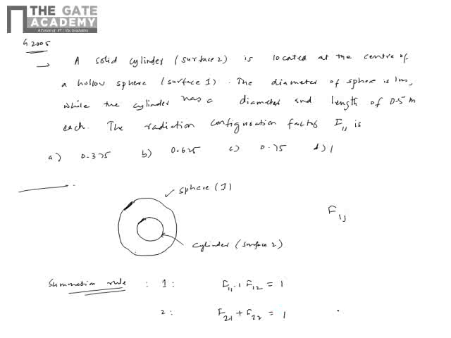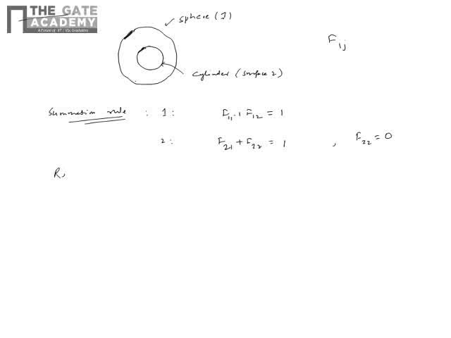is equal to 1. Now one more thing is that because it's a convex surface, F22 for the cylinder is 0, whatever leaves the cylinder will not strike it back because it just moves radially outwards. So this is 0. Okay, and then you have the reciprocity rule, which relates the mutual shape factors. So A1 F12 is A2 F21. This is again from the reciprocity rule.